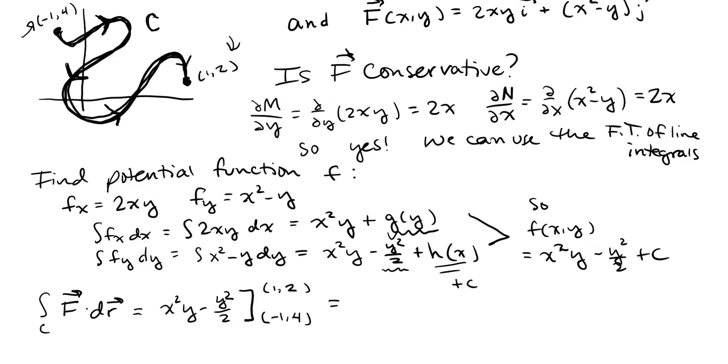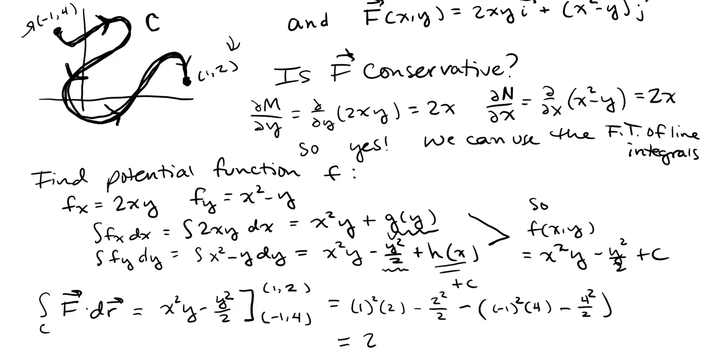So we'll evaluate it at 1, 2 first. So that means that we're going to have 1 squared times 2 minus 2 squared over 2, and then we'll subtract off, plugging in -1, 4, so we'll have -1 squared times 4 minus 4 squared over 2. So it very much has that feeling of take that kind of antiderivative function and evaluate it at B and then subtract off evaluating at A.